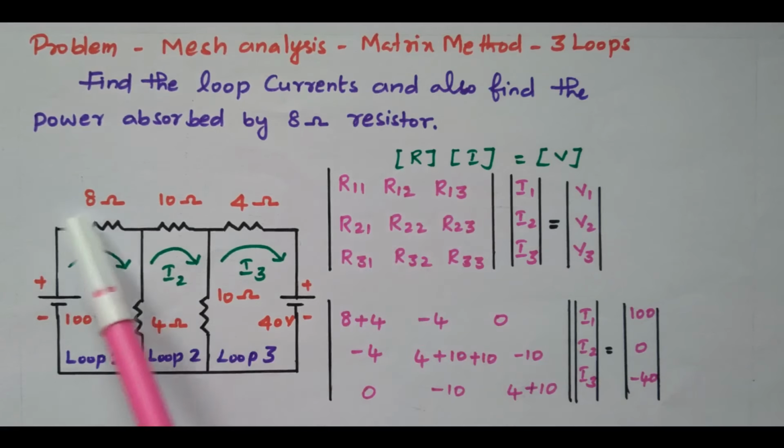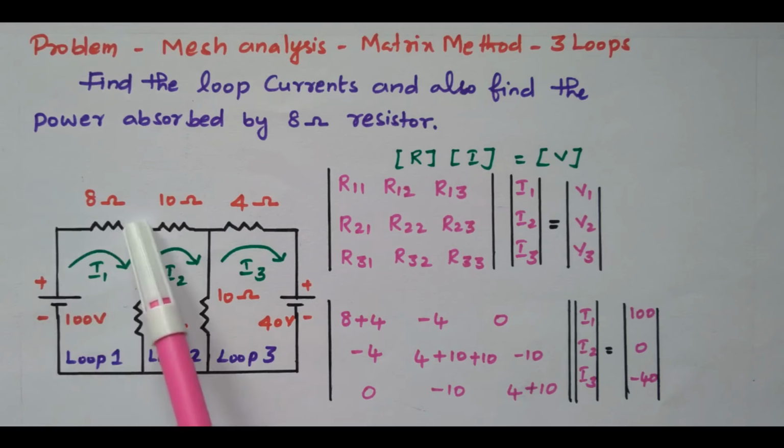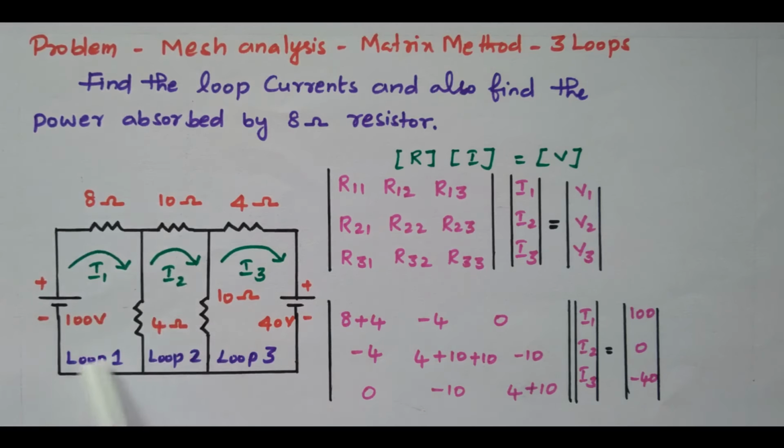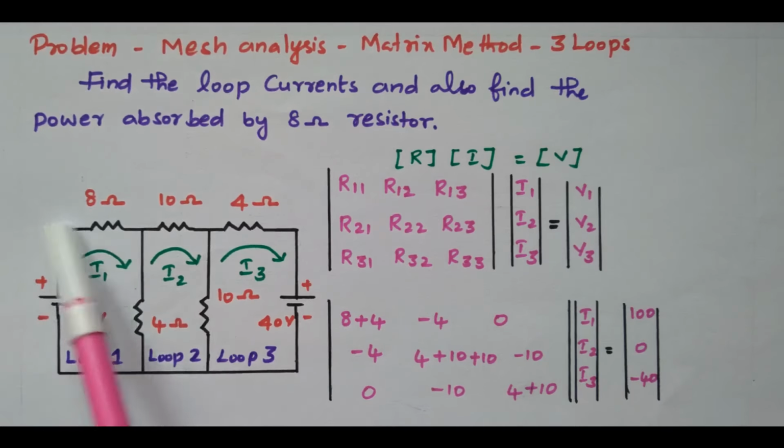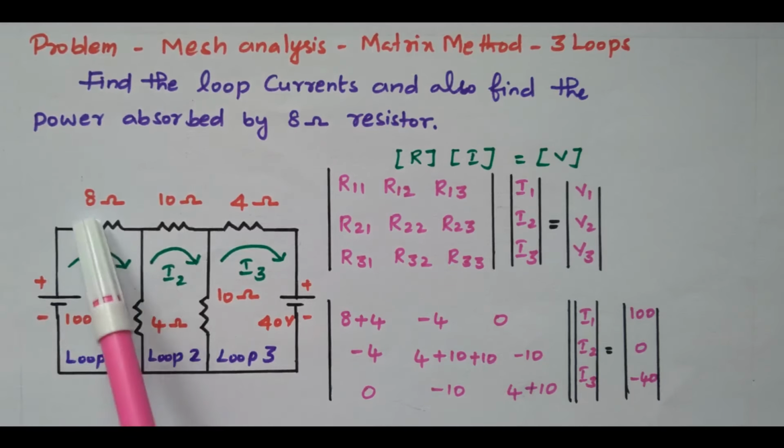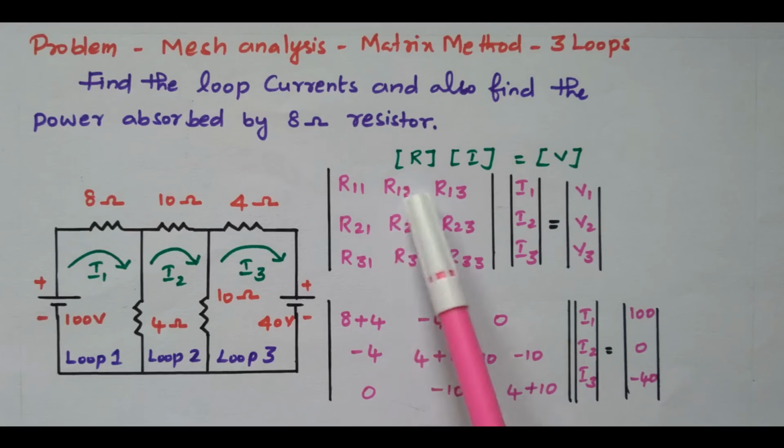R11 is the resistance available in the first loop. This is the first loop. In the first loop what do we have? An 8 ohm resistor and a 4 ohm resistor. These two resistors are available, so R11 is 8 plus 4.